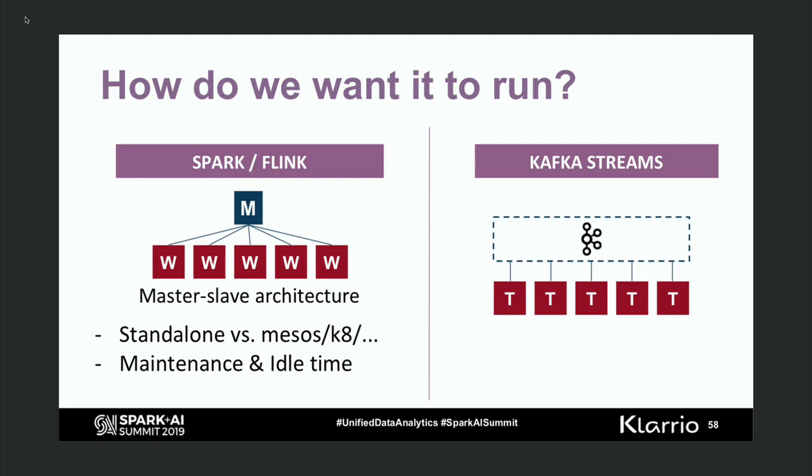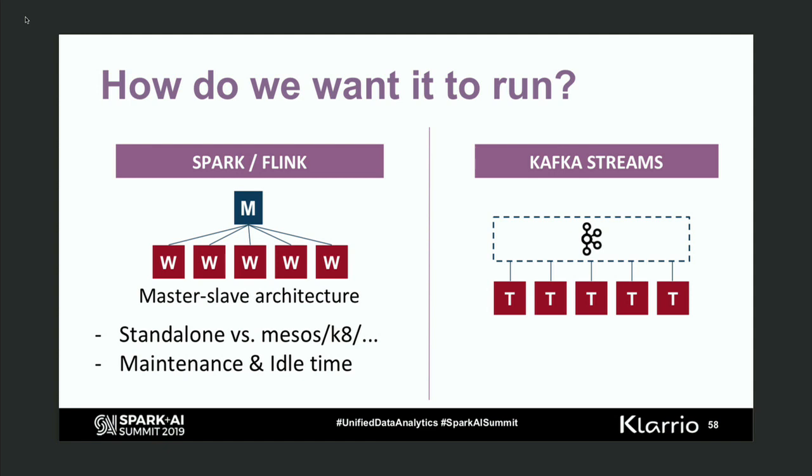For Spark and Flink, you use master-slave architectures. So you have a master which assigns tasks to the workers, and they execute those tasks. There are some different options, like using standalone clusters, or you can rely on the cluster managers of Mesos or Kubernetes if you're running, for example, on DCOS or on Kubernetes with your workloads. One thing there is that clusters have idle time if you don't use them and require maintenance to go along with version upgrades, which is just something that adds some overhead on development.